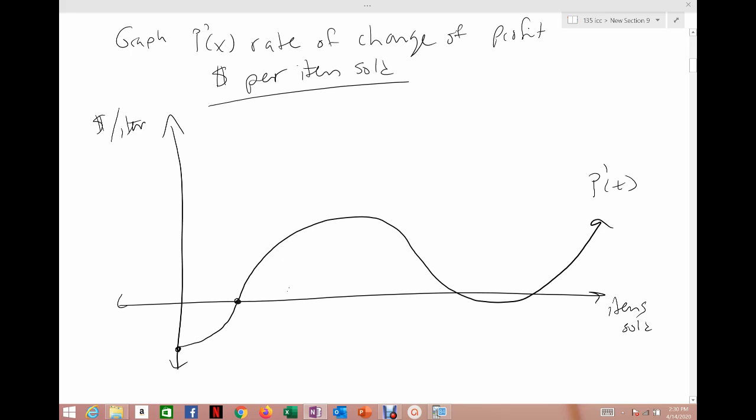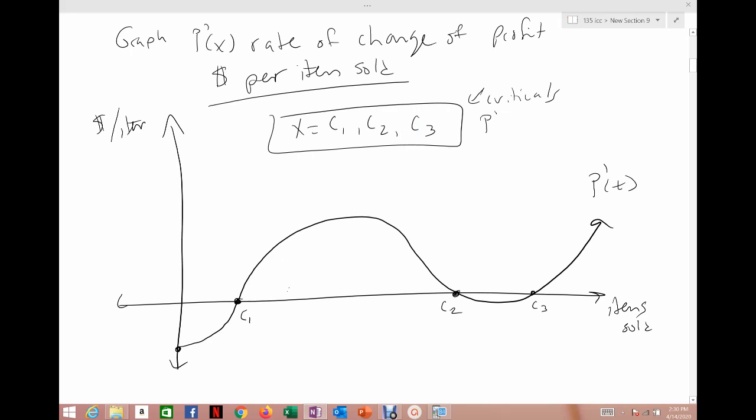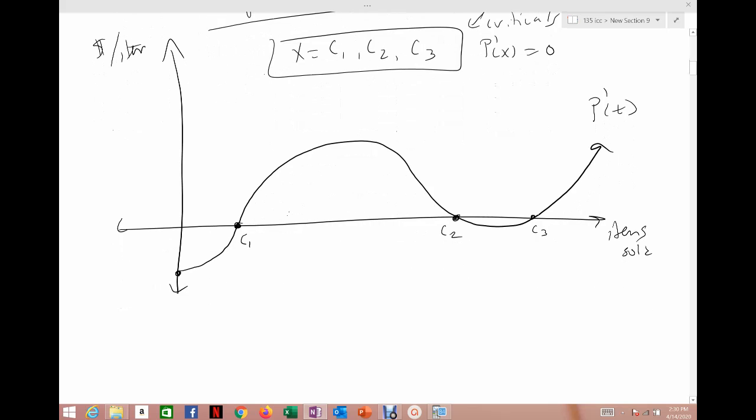First of all, these points where it crosses my axes are important. Those are my critical values. I'm going to just say C1, C2, C3. So x equals C1, x equals C2, and x equals C3. Those are my criticals. That's when my derivative equals 0. Those would be my possible maxes and mins, so those would be stopping points. Neither increasing nor decreasing at those moments. Everywhere else, it's either increasing or decreasing.